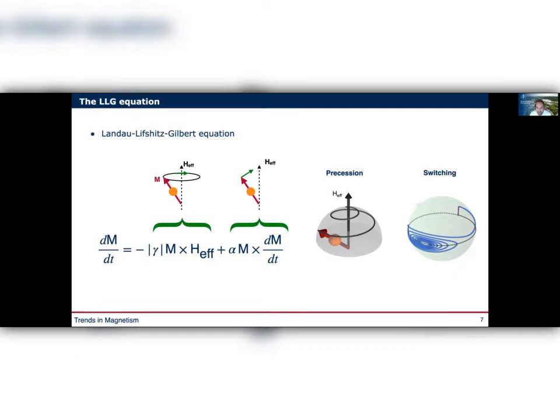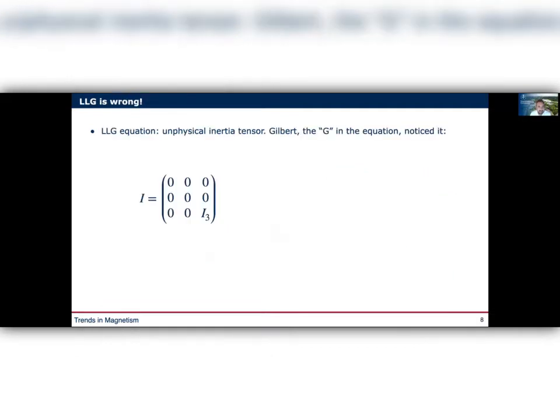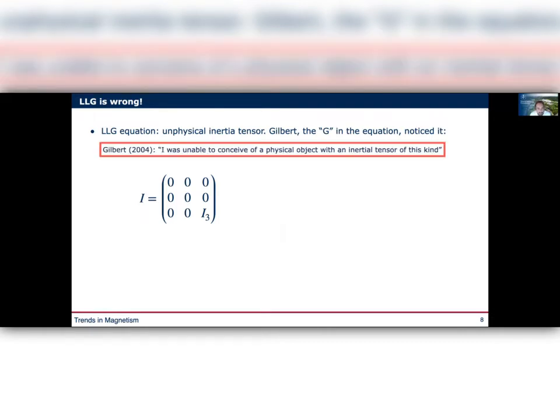But there is a big problem. From a physical point of view, this equation is incorrect. It has a completely unphysical inertial tensor. Gilbert, the same Gilbert in the equation, noticed that this was a problem. In a review in 2004, actually in a footnote, he explicitly wrote, I was unable to conceive of a physical object with an inertial tensor of this kind.